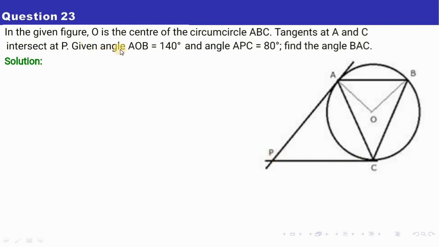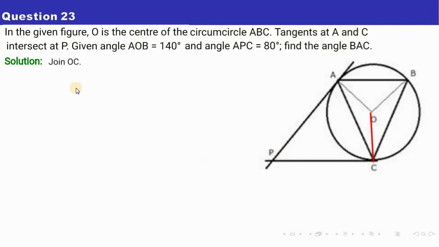It is given that angle AOB is 140 degree. So this angle AOB is given to be 140 degree, and APC, let's see where is APC. APC means this angle, which is given to be 80 degree. So we need to calculate angle BAC. That is this angle. Okay, so let us join O and C here.